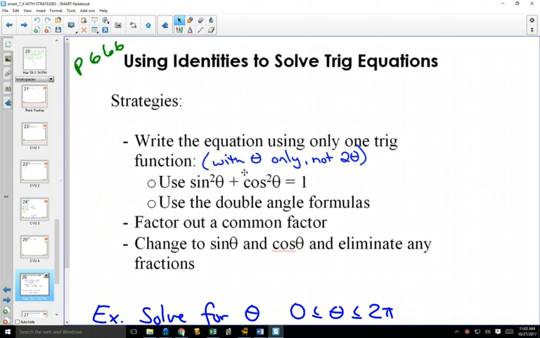And a final strategy, sort of similar to identities, is you can sometimes change things to sine and cos. And if you have any fractions, because it's an equation, you can get rid of the fractions by multiplying by something on both sides. So let's look at some examples.